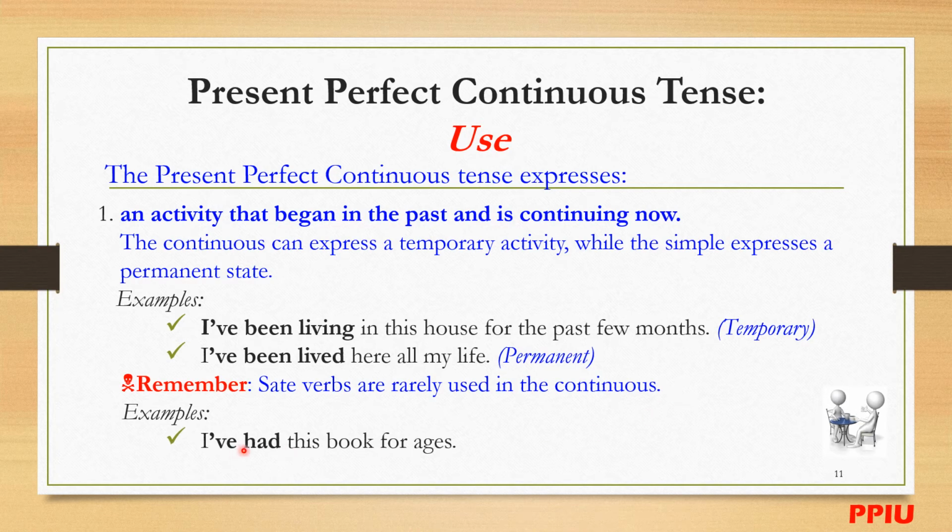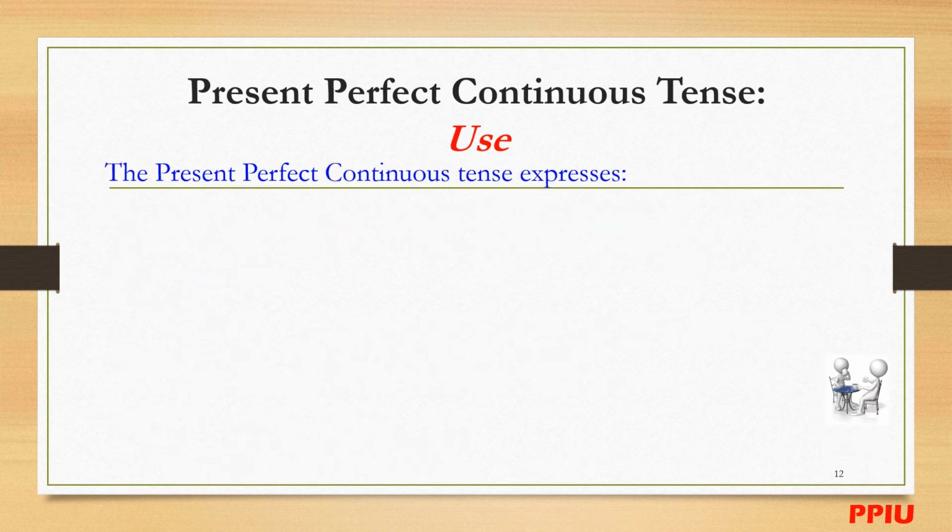So have is also a state verb. You cannot say I have been having this book for ages. You cannot use it in here. Okay. I've always loved sunny days. You cannot say I've been always loving sunny days in here, since love is a state verb, right? Okay, just move to the next one.